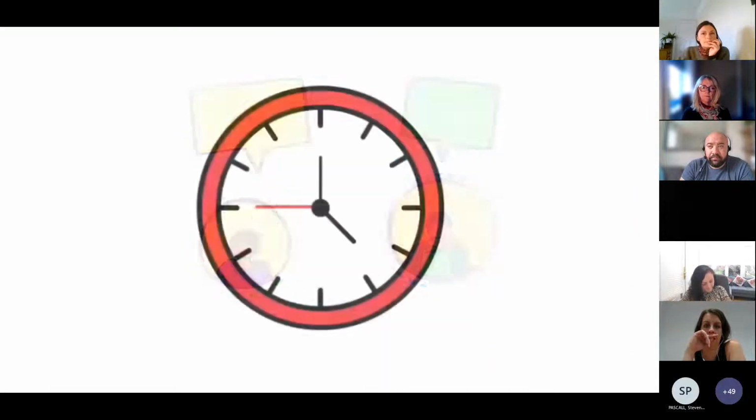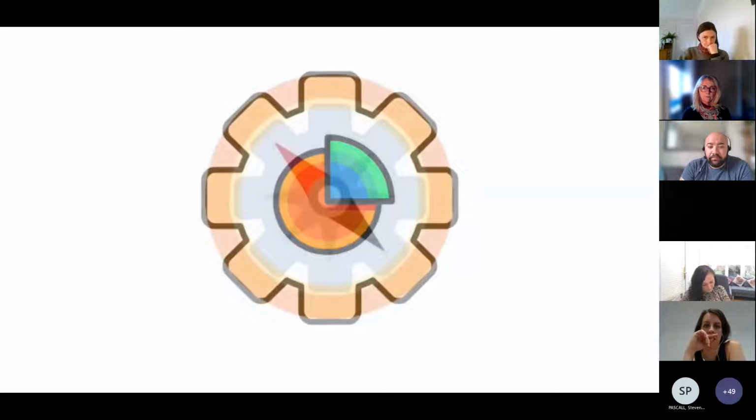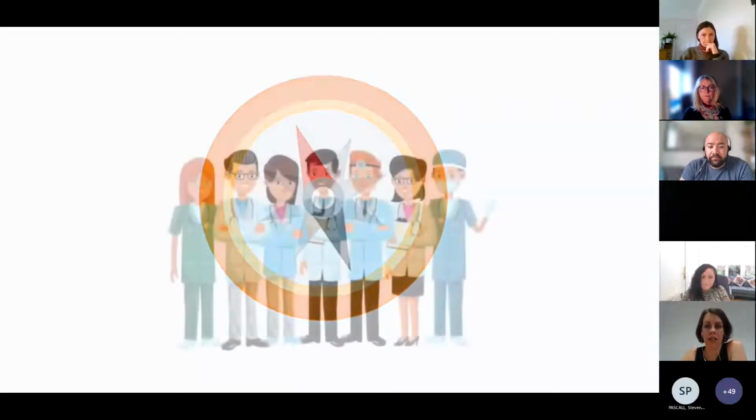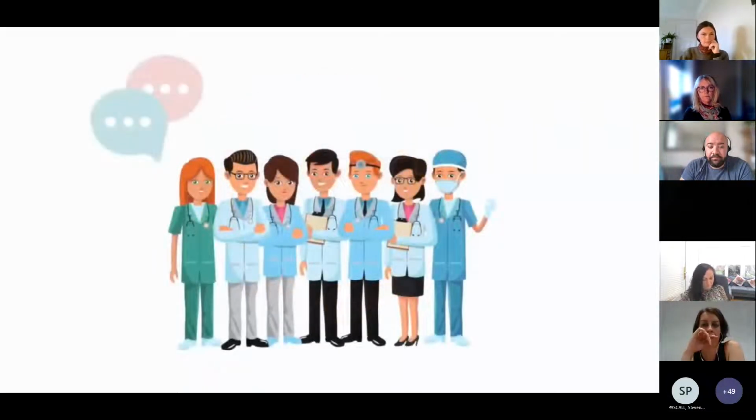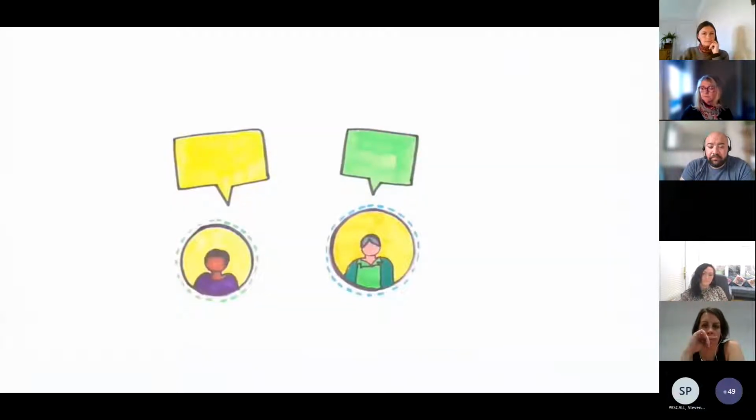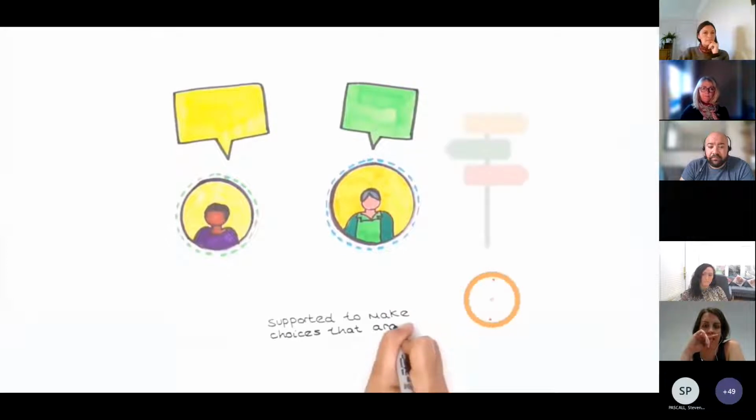Care coordinators could potentially provide time, capacity, and expertise to support people in preparing for or following up clinical conversations, to enable them to be actively involved in managing their care and supported to make choices that are right for them.